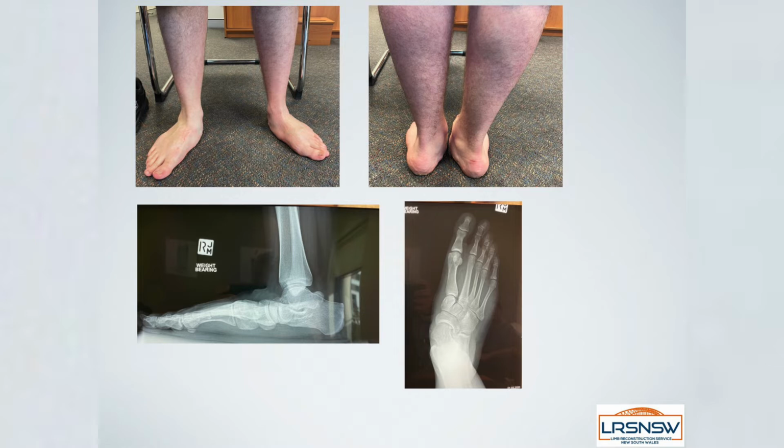You can see that when you look from behind, the heel is off to the side, that's called a valgus heel. Also when you look from the front, the foot is externally rotated relative to the ankle. You can see that on the plain x-ray, the foot is rotated out around the talus. And when you look from the side, the arch is completely collapsed.